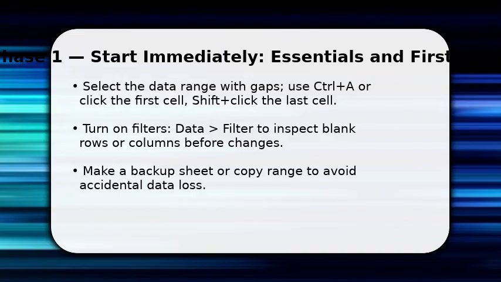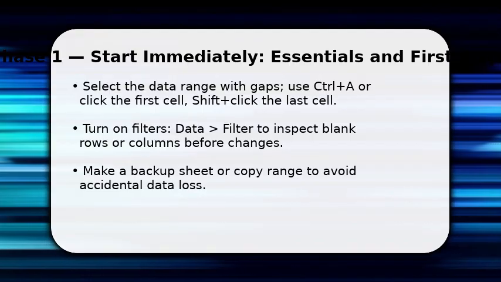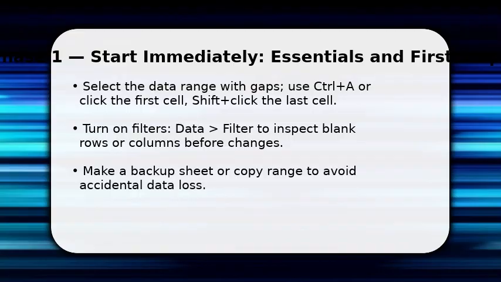Then, if blanks are sporadic, you'll use Go to Special. Otherwise, you'll apply a helper column. Make sure to work on the chosen range only because the steps that follow act on everything highlighted.